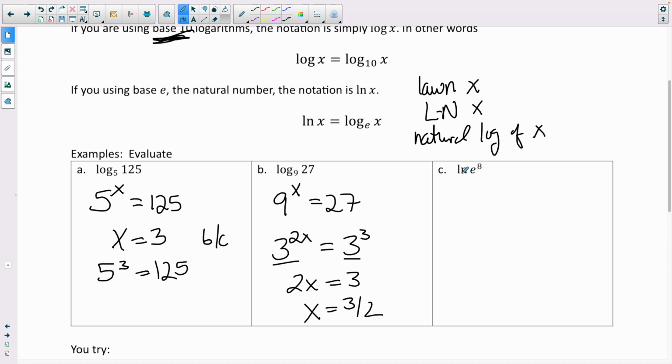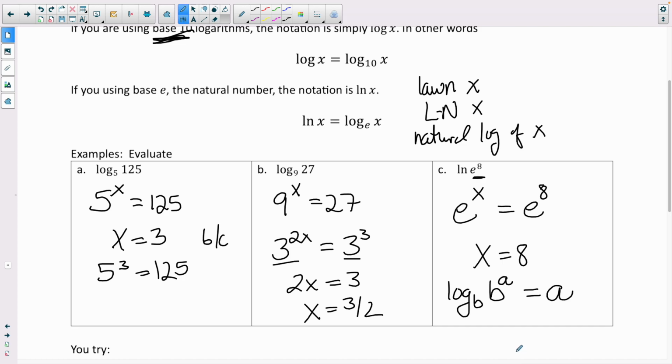Lastly, C, natural log of e to the 8th. Again, the question I'm asking here is e to what power equals my argument, which is e to the 8th? Well, what do I raise e to get e to the 8th? The answer is 8. And so this will always be the case. If you have log base b of b to the a, your answer is always a. And this is because a logarithm and its exponential are inverses of each other.